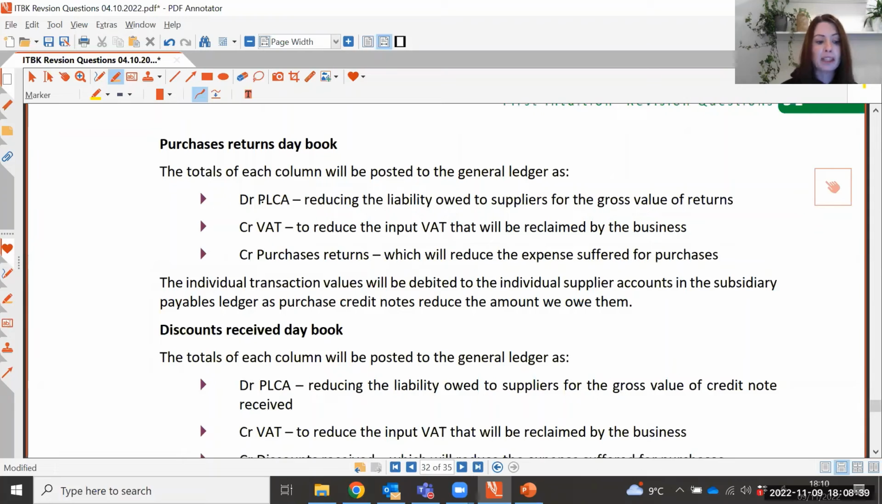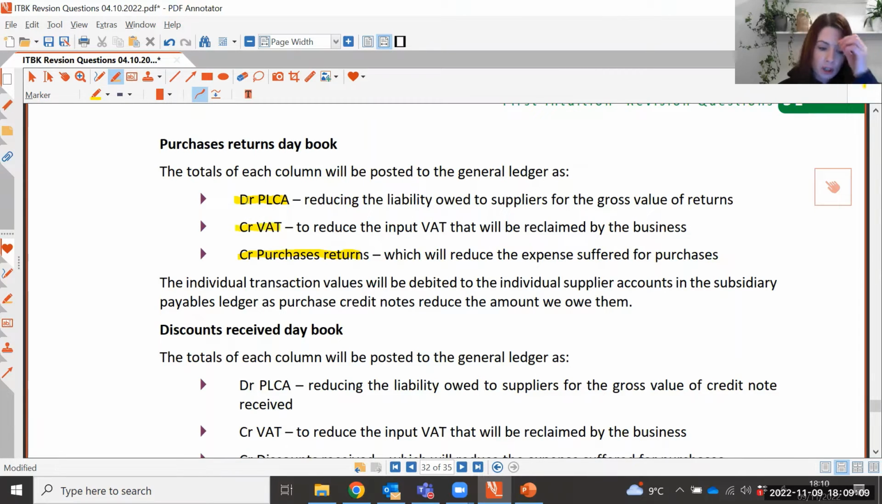And then we have the purchase returns day book. So this contains all the purchase credit notes. So the gross amount would be debited to the payables ledger control account in order to reduce the liability or reduce the amount that we owe our credit suppliers. We would also credit the purchase returns account. So purchase returns is seen as an income. So we would credit the account with the net value.